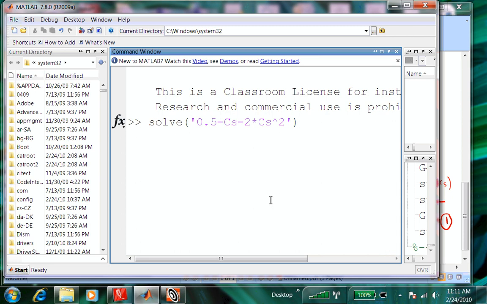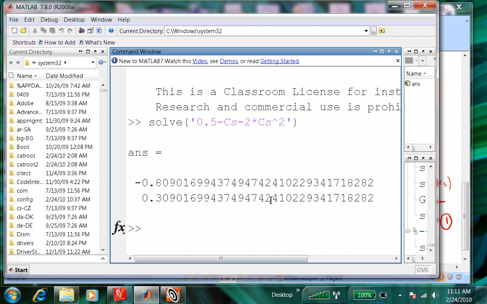So what have I done there? I have called the built-in MATLAB function called solve, and I'm passing to it the steady state expression where I have substituted the numbers for beta and for the inlet concentration CIS, which is 0.5. So it analyzes that and knows CS is the only symbol there, so it solves for CS. It gives me the two solutions. One is a negative concentration, the other is a positive concentration. It's the positive one that I'm going to deal with.